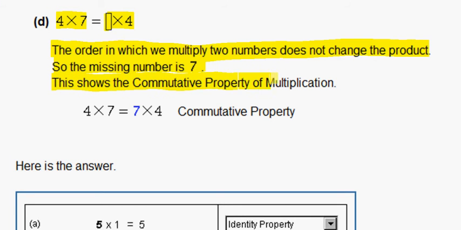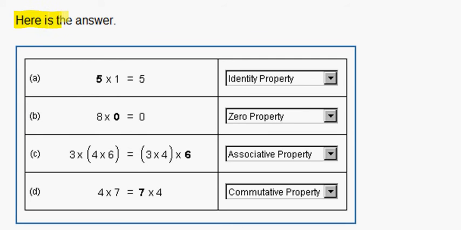This shows the commutative property of multiplication. 4 times 7 is equal to 7 times 4, the commutative property. So here is the answer. We have 5 times 1 equals 5, which is the identity property. Then we have 8 times 0 equals 0, which is the 0 property.